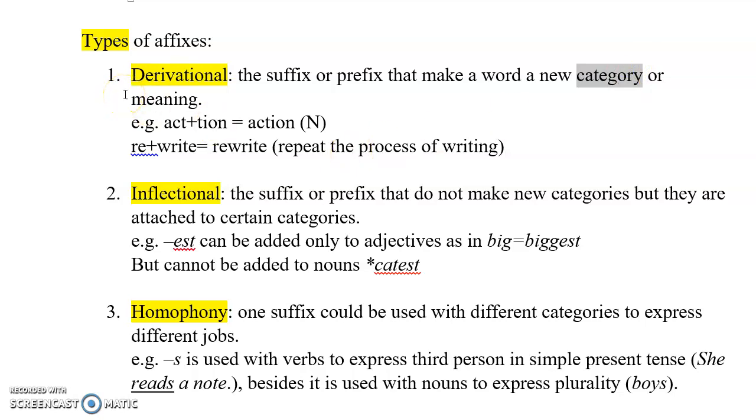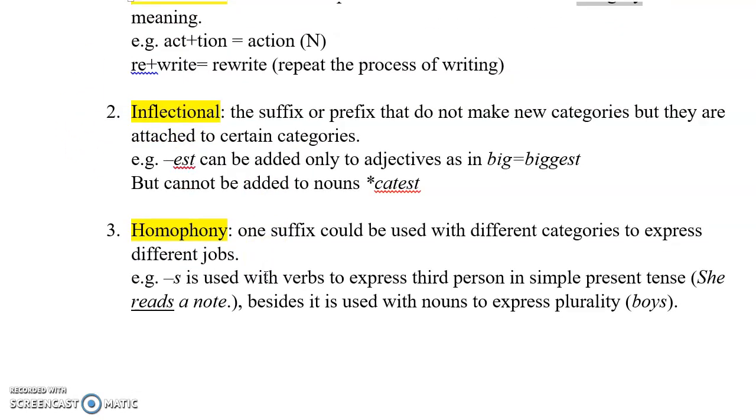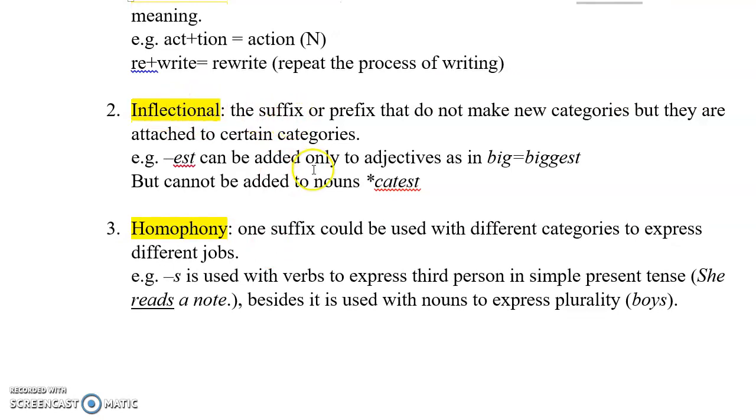Now, for the derivational affix, we are talking about the normal case. Like once we add -tion, for example, to the root act, we will get a noun instead of the verb. And once we add re- to the word write, we will get a different meaning from the original meaning. Now, this is derivational. Once we are looking at the inflectional affix, we mean the suffix or the prefix that doesn't make a new category, it doesn't make a new part of speech for the word, but it is attached to certain categories. For example, they are added only to adjectives, or they are added only to nouns, and so on.